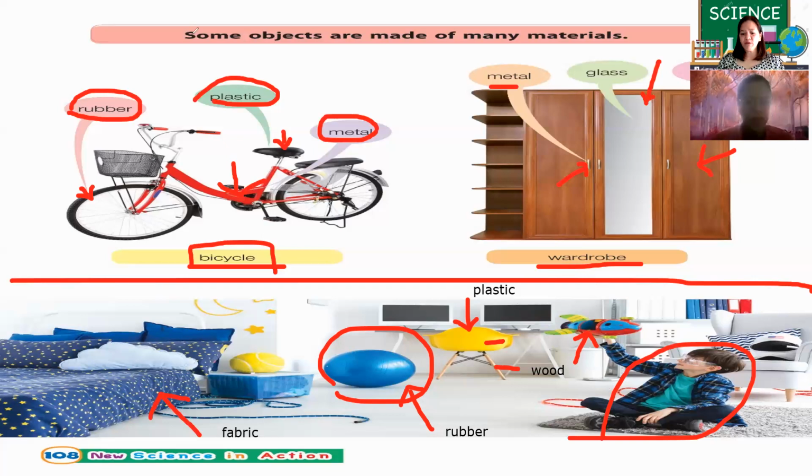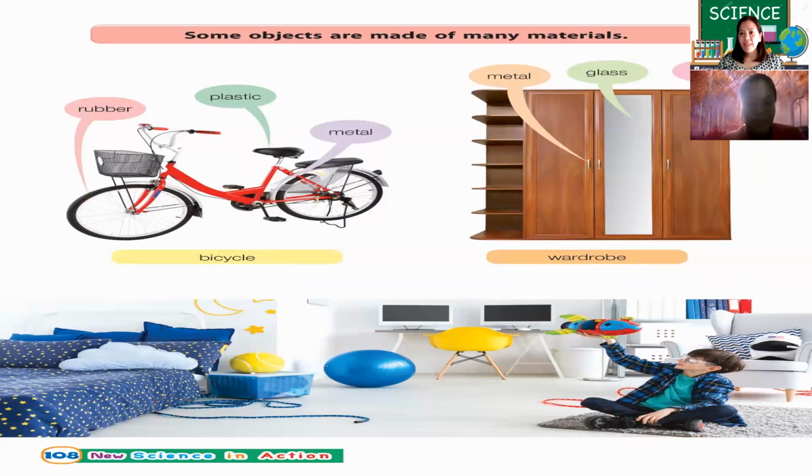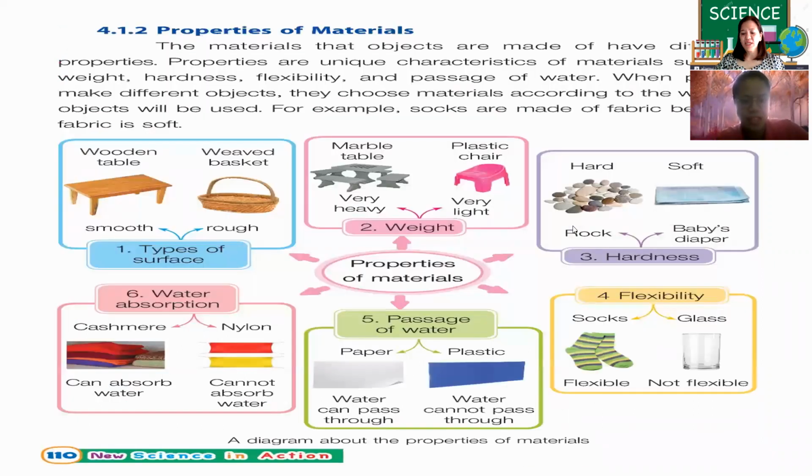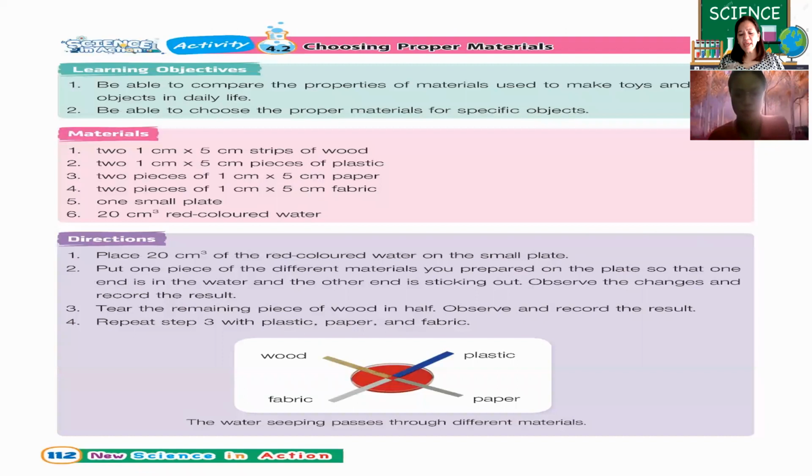So let's move on to the next page. Our next page is an activity. But we are not going to do this right now. We will do this after our evaluation, if we have time. Teacher will do it later. So we will jump to what page, teacher? We will jump to 110, property of materials.